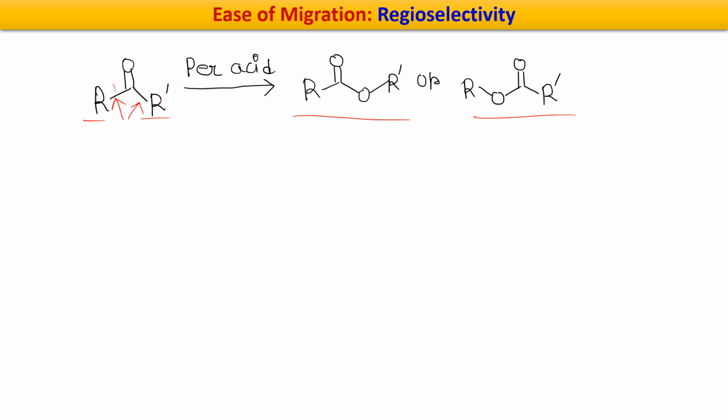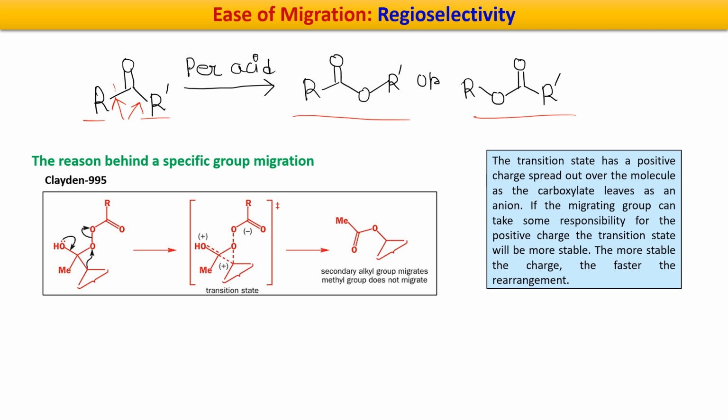Now which one will happen depends on which group will migrate. If one of these you are getting more, that means your reaction is regioselective. So one of them we will be getting, suppose, 100% or maybe in higher amount, that is the major product. Now the design behind this specific group migration, because we always get regioselective reactions, so only one group will be specifically migrating. But how can we decide that? For that we have to understand this.